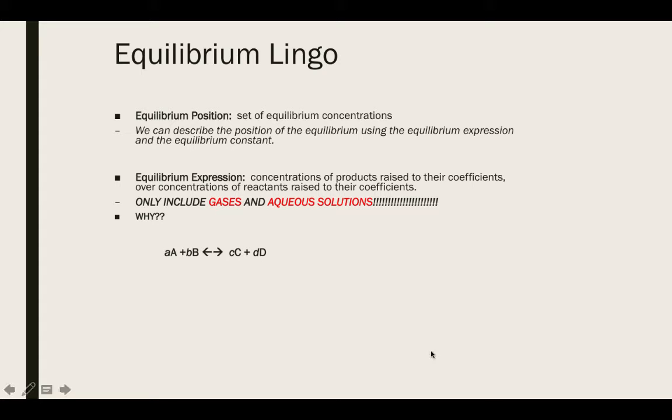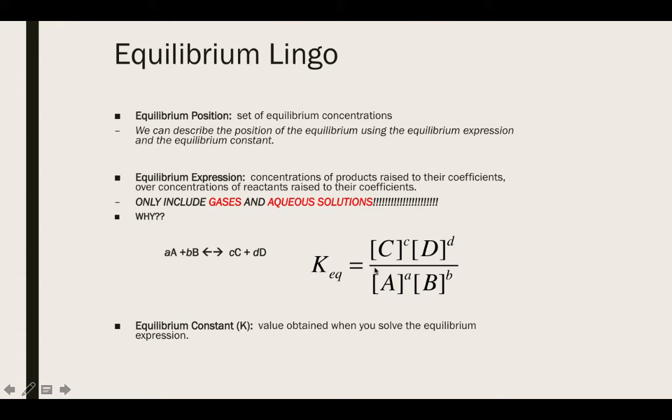Taking an example, here the small letters A, B, C, and D represent coefficients and the large letters reactants and products. Our equilibrium expression would then be the concentration of the products raised to their coefficients divided by the concentration of the reactants raised to their coefficients. If we solve this equilibrium expression, the value we obtain is the equilibrium constant. Generally, we do not write units on our equilibrium constant. Also, please note that this is big capital K for equilibrium as opposed to small lowercase k for rate laws. It's easy to get these two confused, but they're very different things.